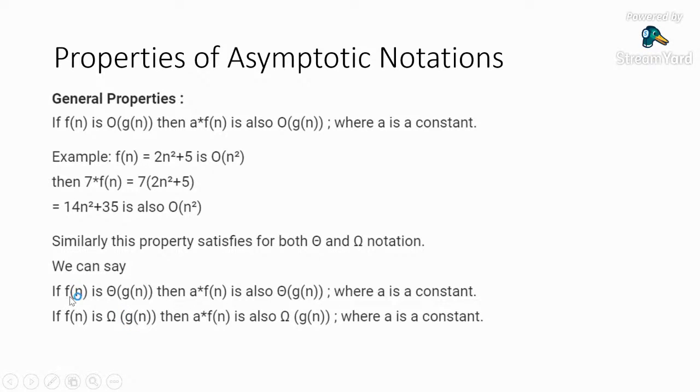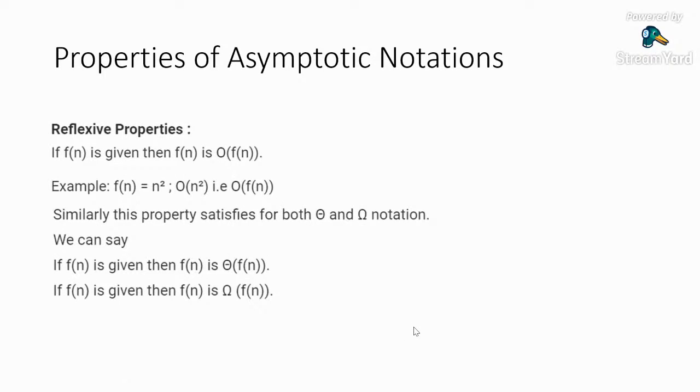Like if f of n is theta of g of n, then a times f of n is also theta of g of n, and if f of n is omega of g of n, then a times f of n is also omega of g of n. Okay. This is the first property.